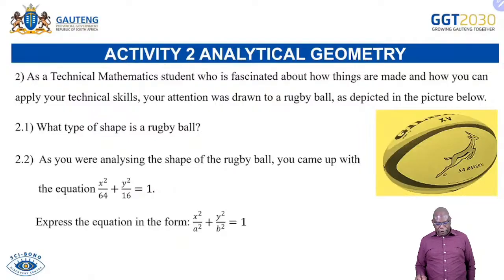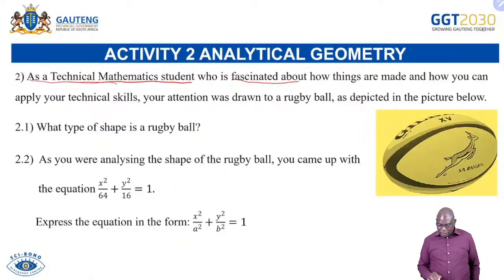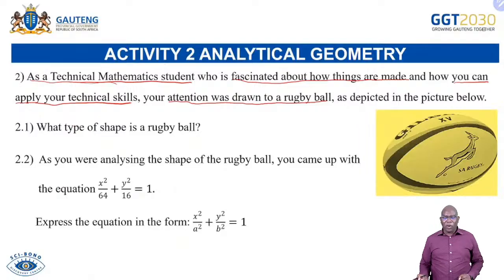Now, lovely question here. This question says, as a technical math student as you are, being fascinated about how things are made and how you can apply your technical skills, your attention was drawn to a rugby ball. Remember, as artisans, we are fascinated about how things are made. We are fascinated about how a tool is made, and also about how a car is made. So my attention is drawn to things that I'm fascinated about. Now, in this case, the rugby ball, as depicted in the picture below.